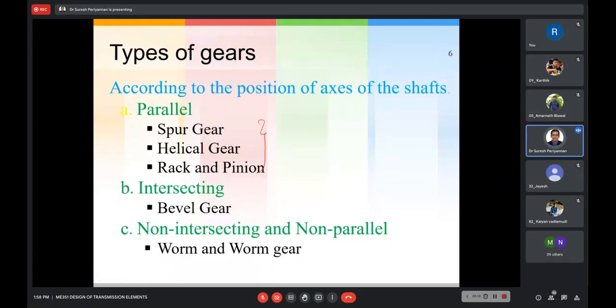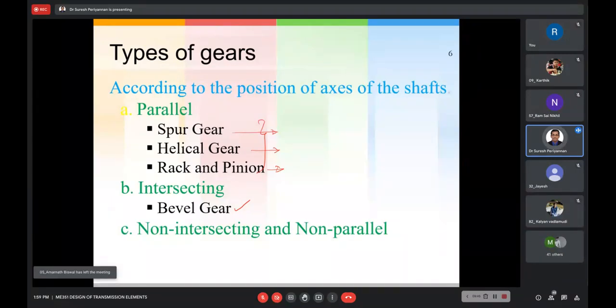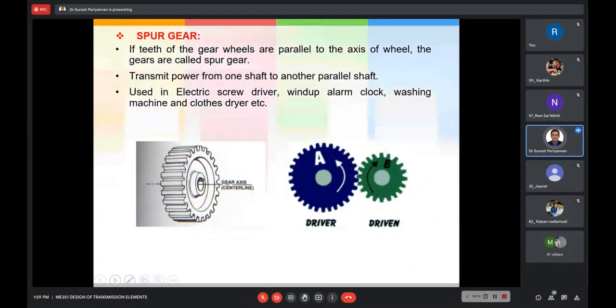You might have seen spur gear, helical gear, and rack and pinion. For example, spur gear, we are using in clocks. Spur gear, we are using in automobile engines, even the gearbox, you might have seen. And bevel gear, we are using in the differential unit. Wherever the two shafts are intersecting, the output shaft and the input shaft are intersecting, those places we are using bevel gear. Now, non-intersecting, non-parallel, here worm and worm wheel or worm and worm gear we are using. Now, one by one, we'll see that.